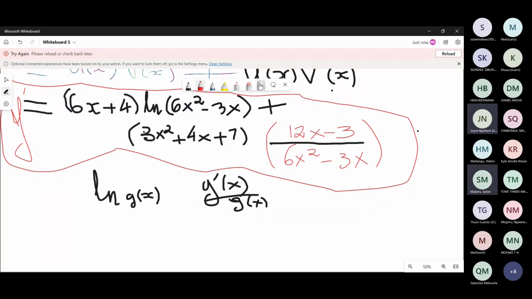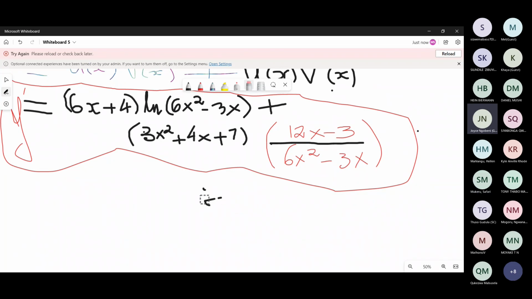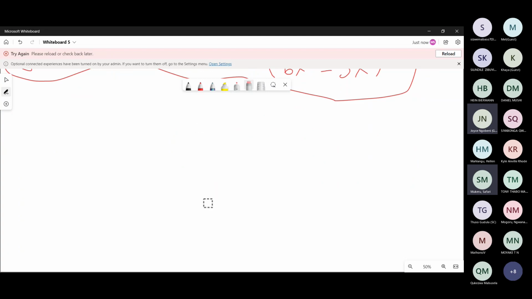Let me repeat it again, not everything, but just to remind you of the formula, the last one. Maybe we still have 10 minutes. Let me now give you the last rule, the quotient rule, the fraction.